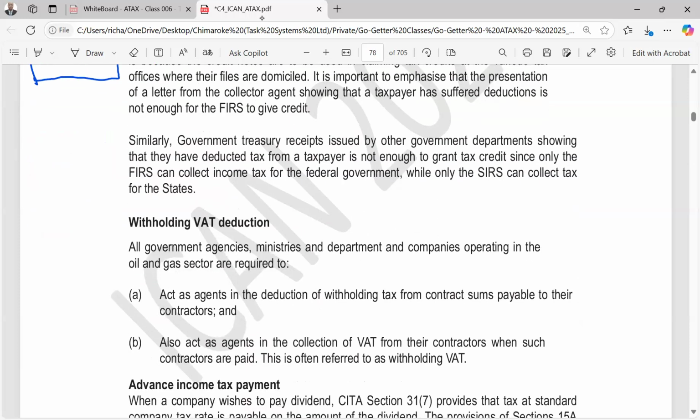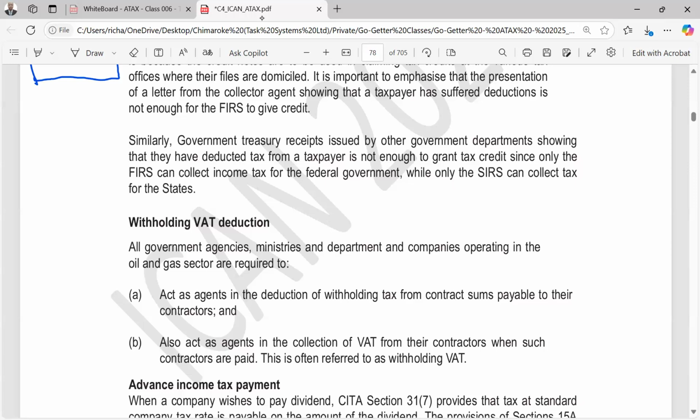Now, there's something called withholding VAT. What is withholding VAT? Now, government agencies, MDAs, and even oil sectors, and now some telecommunications companies like MTN and Airtel, these are the two that have joined, are doing something called withholding VAT. What is withholding VAT? I will get to it.